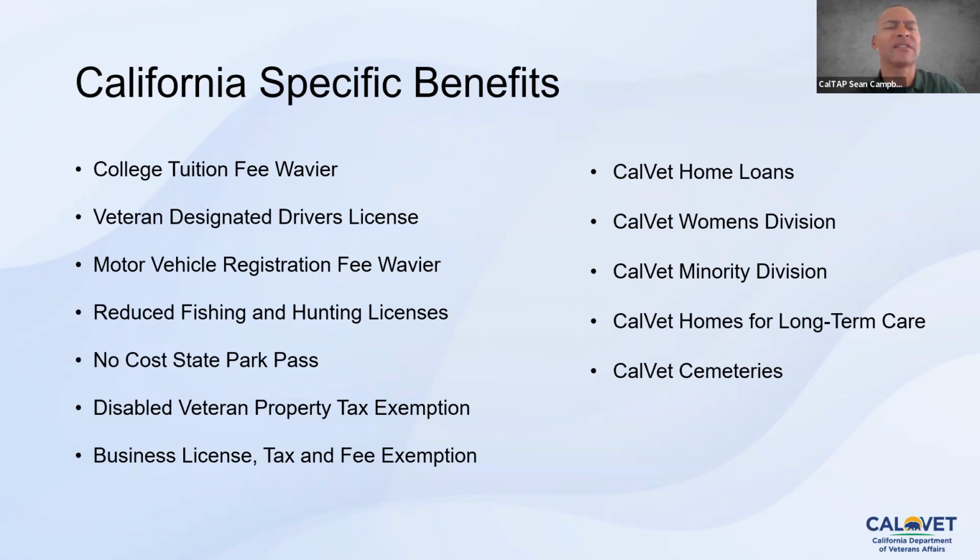Reduced hunting and fishing licenses, no cost state parks passes, and a lot of different tax exemptions that are out there. And because there are 58 counties, there's a lot of information going on. We always recommend that you speak directly with the county assessor's office.